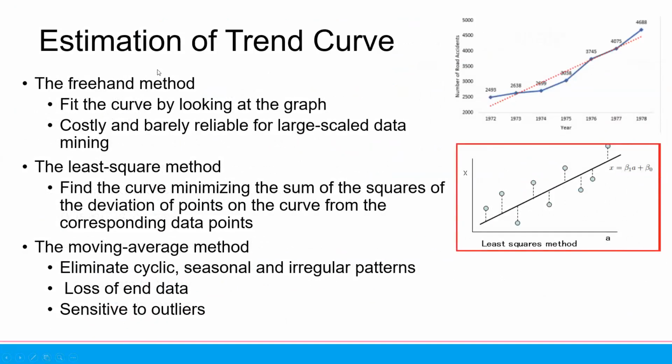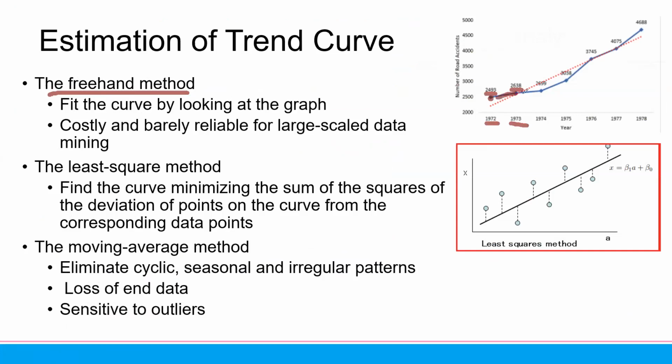We can do some estimation on the trend analysis or the trend curve. There are three methods. The first is the freehand method. The meaning by freehand method means I have the actual data in 1972. The actual data is the number of road accidents, 2,493. In 1973, I have the data that road accidents are 2,638 and so on.